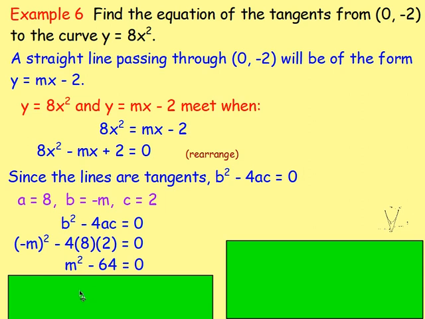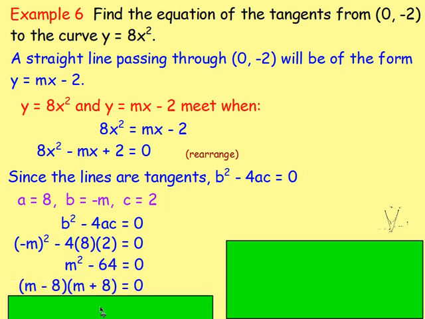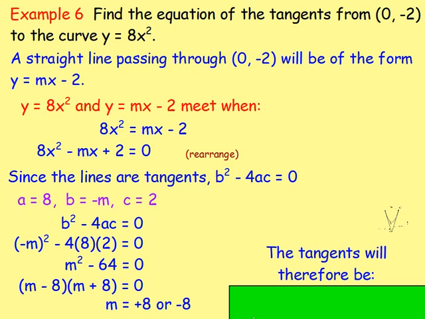From there, you want to solve that for m, so you can use highest common factor. No, you can't. You could use difference of two squares. Yeah, you can. So difference of two squares, m minus 8, m plus 8. So you know then m would be positive 8, or m would be negative 8. Meaning you're going to have these two values for m. But the straight line up here, we saw that the tangents will be of the form y equals mx minus 2. So we know we're going to have these two straight lines. So there will be two tangents.